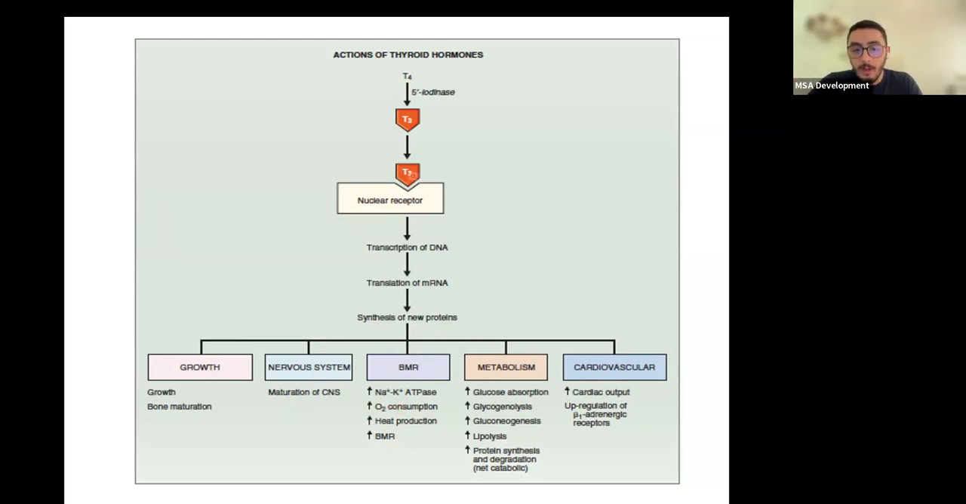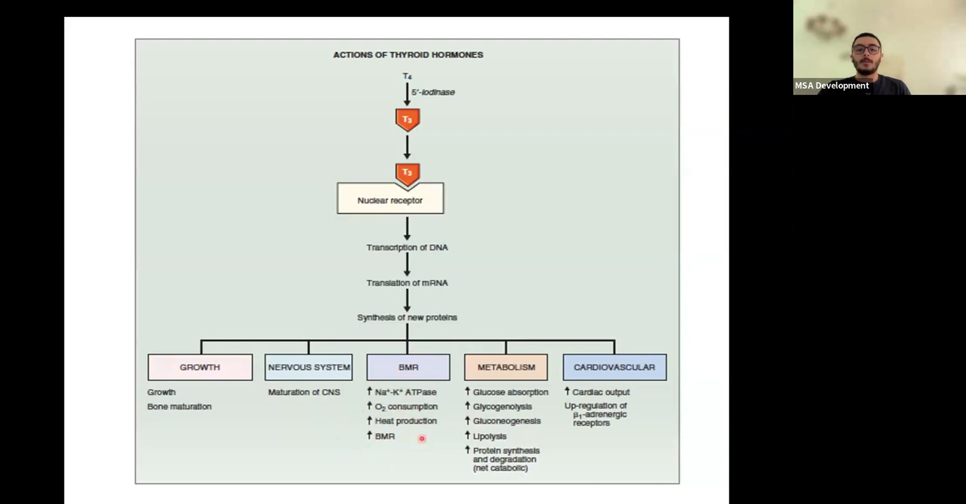Now thyroid hormone increases this basal metabolic rate. How? By increasing the number of sodium potassium ATPase channels. You not only increase their number but also increase their activity. You also increase the O2 consumption. If you increase this, you will increase the O2 consumption, so you require more O2. Requiring more O2 means more heat production. Remember mole? That's how you increase the BMR. So the BMR increases.